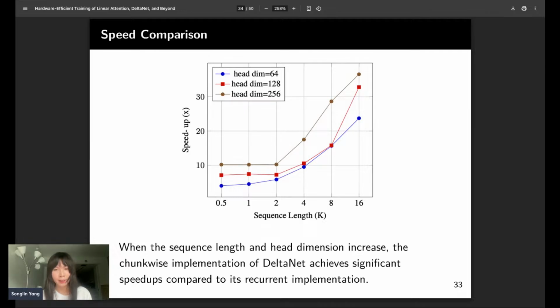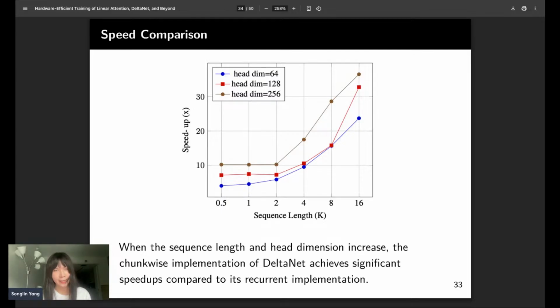And here we have a speed comparison between the Chunkwise kernel and the pure recurrent kernel. We can see that with the increase of the head dimension and with the increase of the sequence length, the speedup becomes more significant. And this is not surprising, because when increasing the sequence length, we want to use more sequence-level parallelism to tackle this computation.